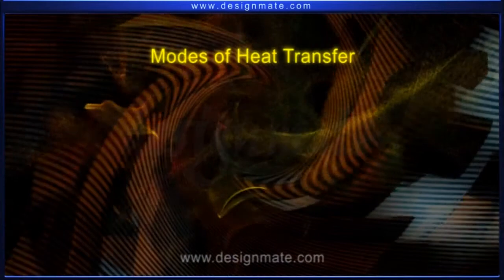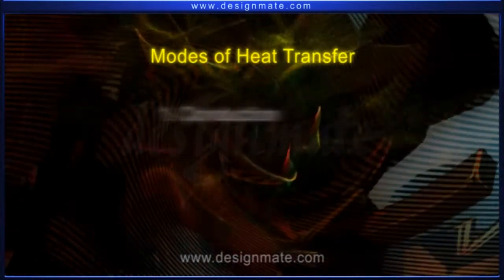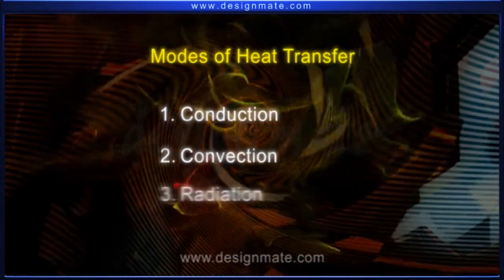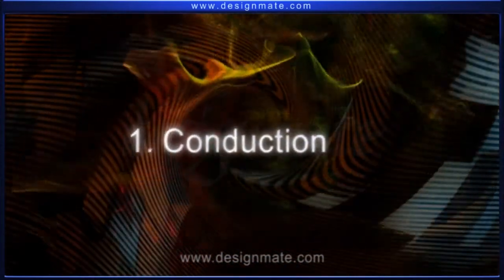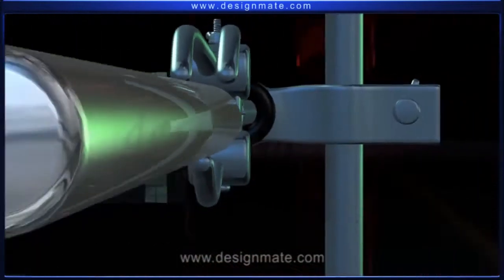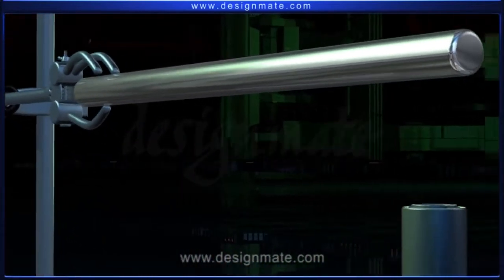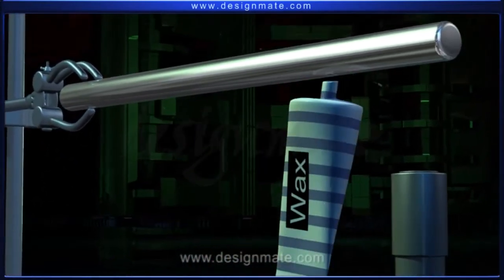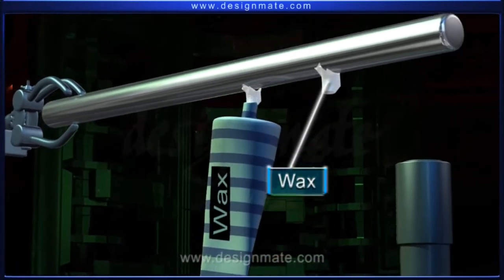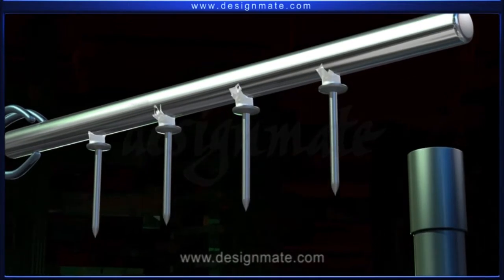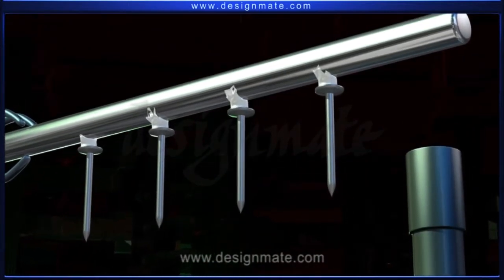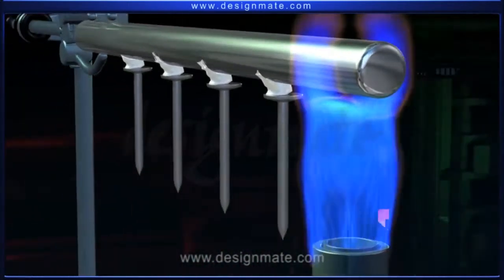Basically, heat gets transferred by three modes: conduction, convection, and radiation. We shall first see the conduction mode of heat transfer. Let us take a look at a simple experiment. With the help of wax, stick nails at equal intervals on an iron rod. Now, heat one end of the rod.